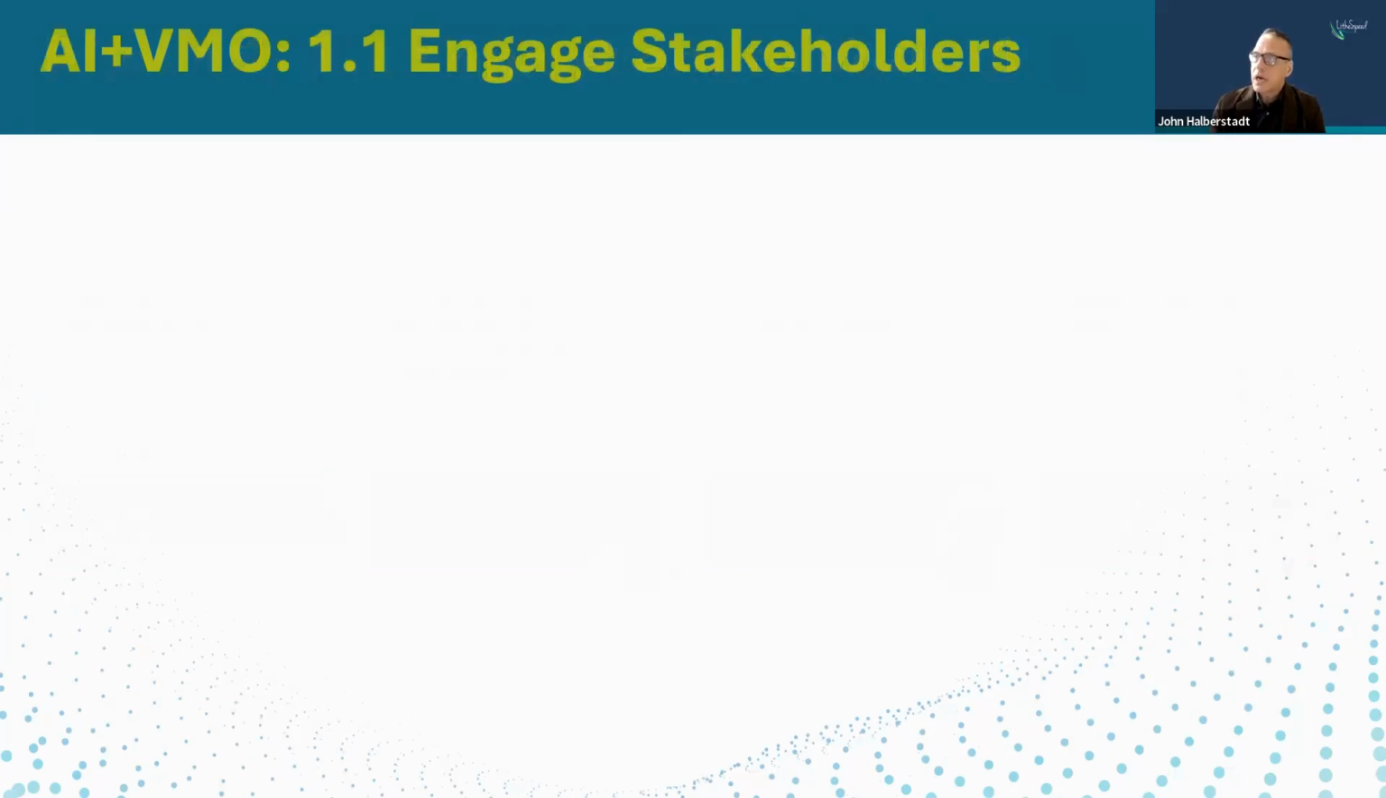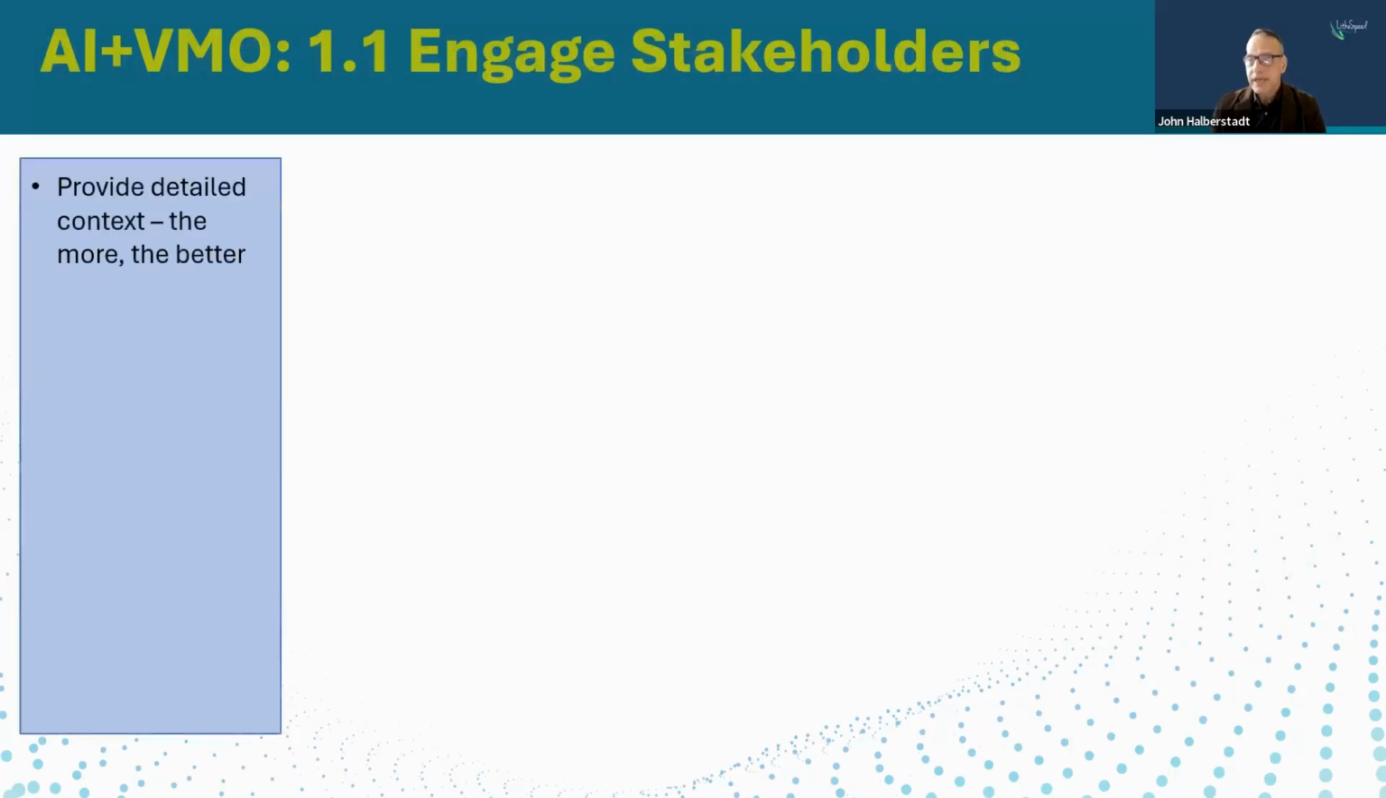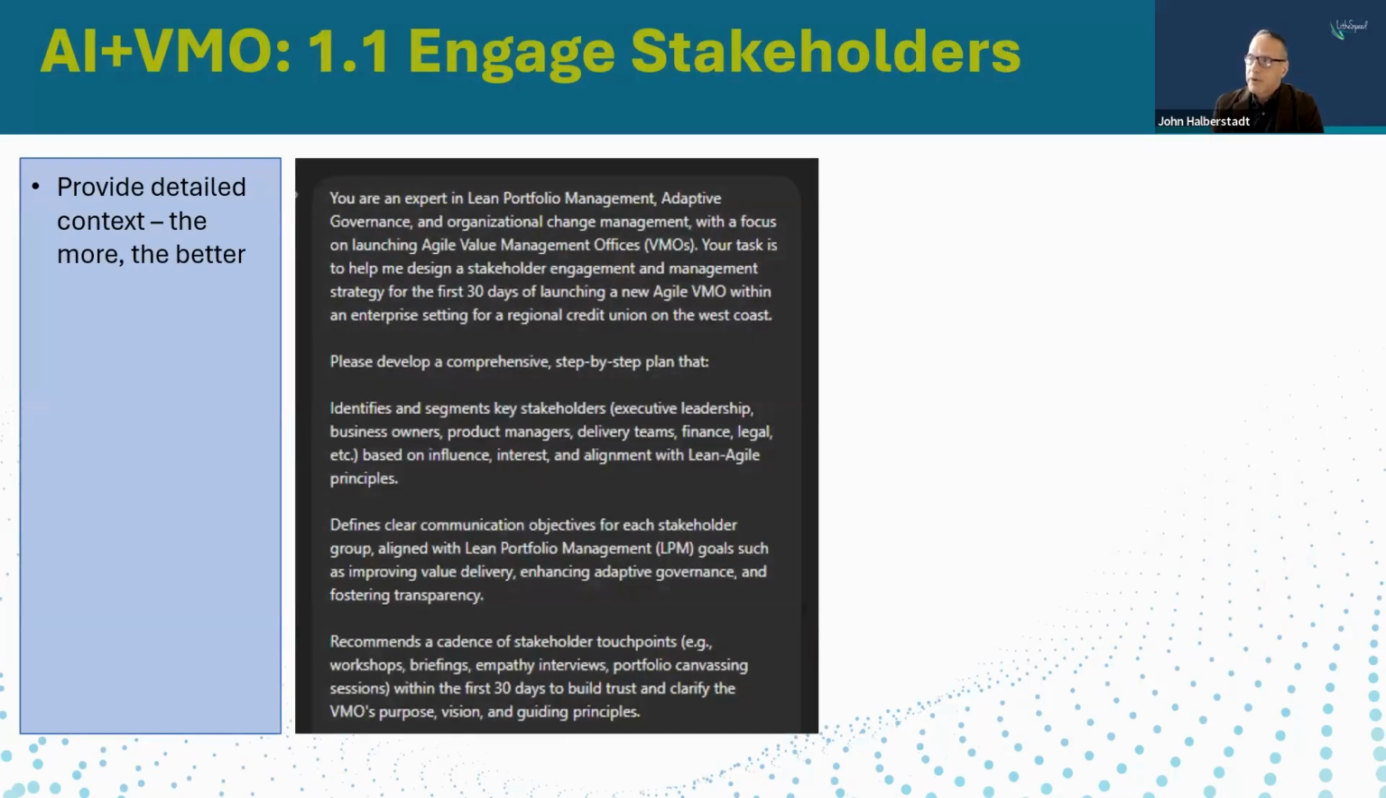So the first, in the first 30 days, is to engage those stakeholders. So again, provide detailed context, the more the better. You can see from my prompt here, and this is a very, very long prompt, but it gives us a lot of really good specific guidance. So again, I put my role here. You're an expert in lean portfolio management, etc. I'm very specific. Help me design a stakeholder engagement and management strategy for the first 30 days.